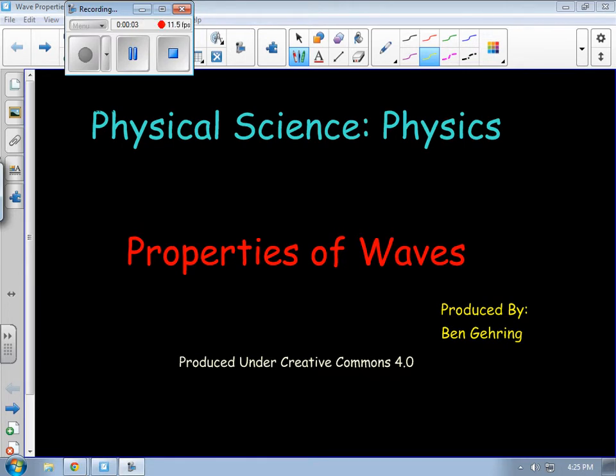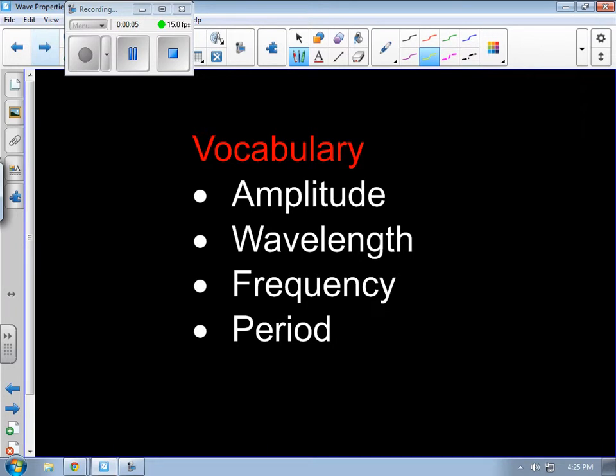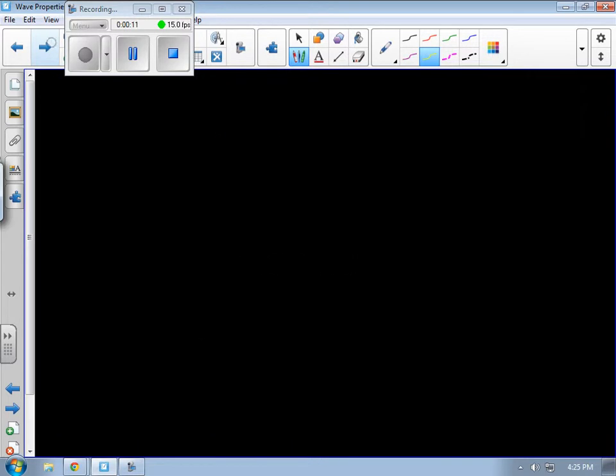Properties of waves. Vocabulary: amplitude, wavelength, frequency, and period. Today we're going to talk about the properties of a wave.